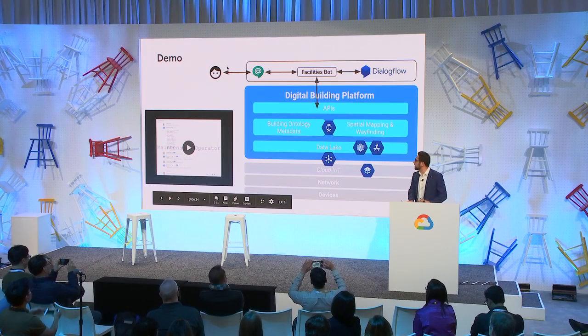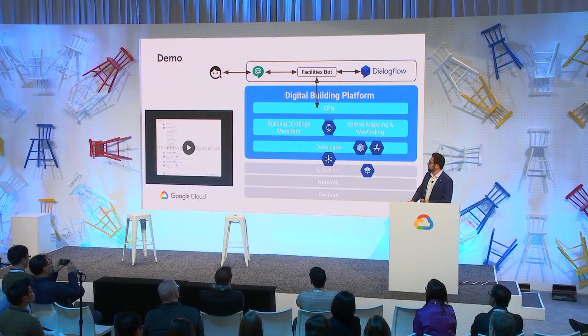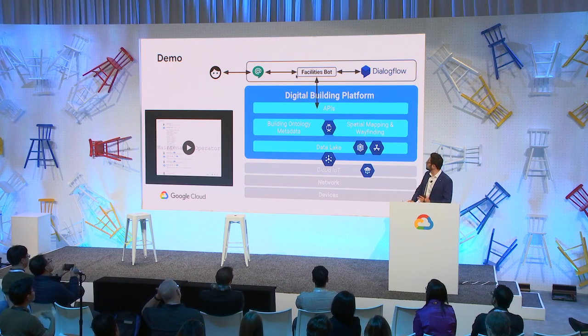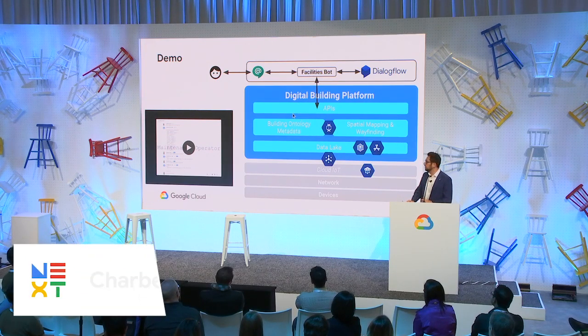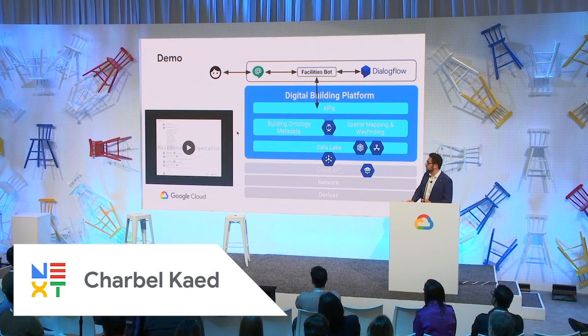So as you can see here, we have a user, which can be one of these three personas. It can be the landlord, the occupant, or even the facility maintenance operator that will interact with the chat application that will hit the facilities bot, which will interact with Dialogflow to interpret whatever the user input was. And then the facilities bot will actually handle the call with the APIs. So I created a little video demo.